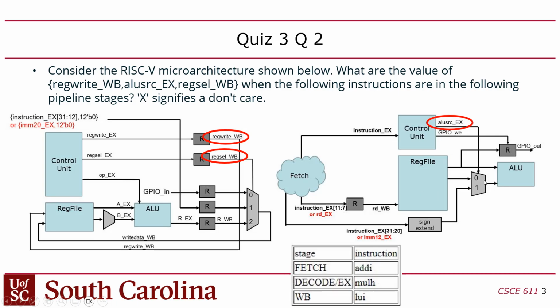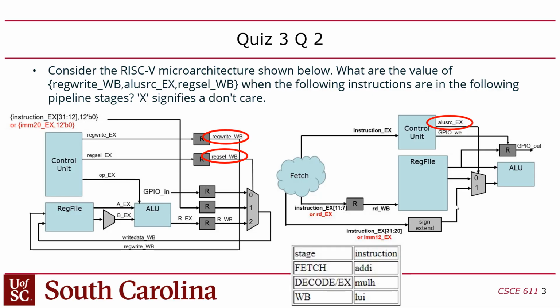You can tell from tracing the ALU source signal, which I've got circled here on the right diagram. This signal controls the MUX that controls the second operand going into the ALU. The first input in that MUX is coming from the reg file, which would be for an R-type instruction, and the second input is coming from this sign extended immediate. So ALU source EX should be 0 for an R-type instruction and a 1 for an I-type instruction.